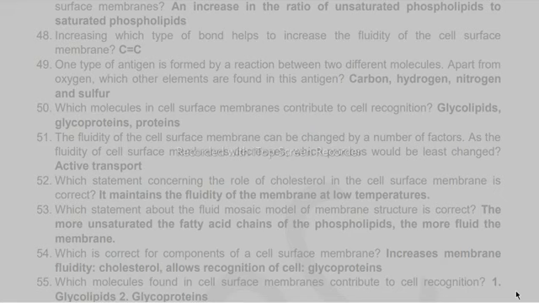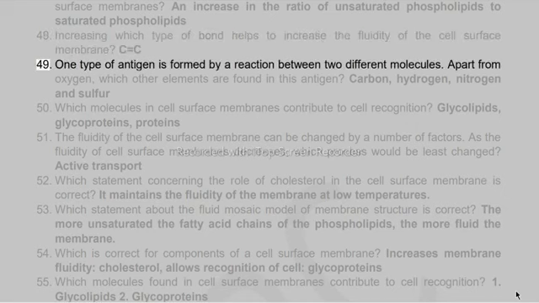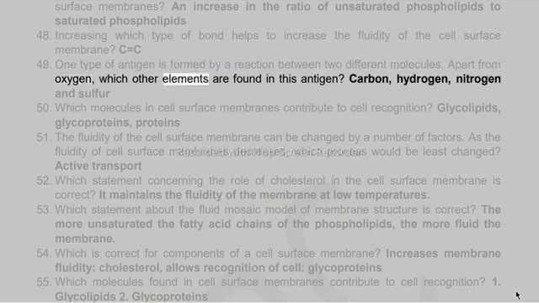Surface membranes. An increase in the ratio of unsaturated phospholipids to saturated phospholipids. 48. Increasing which type of bond helps to increase the fluidity of the cell surface membrane? C=C. 49. One type of antigen is formed by a reaction between two different molecules. Apart from oxygen, which other elements are found in this antigen? Carbon, hydrogen, nitrogen, and sulfur.